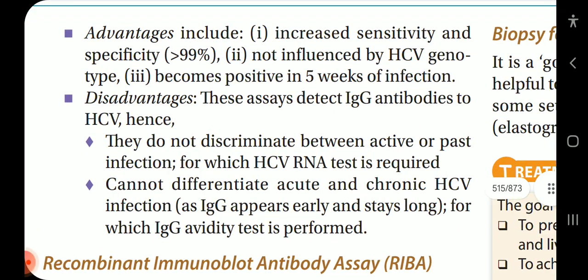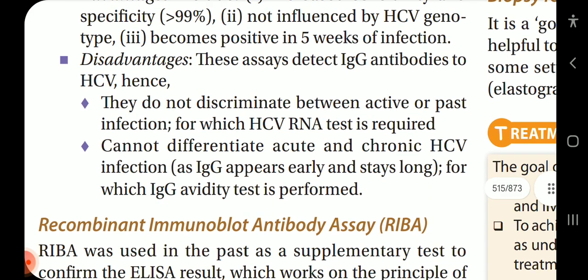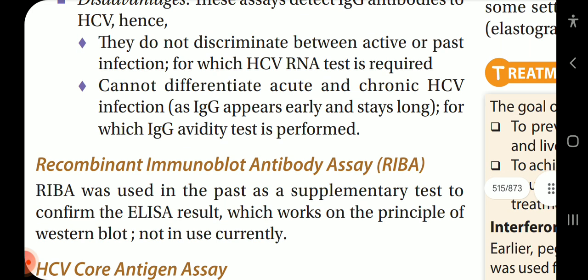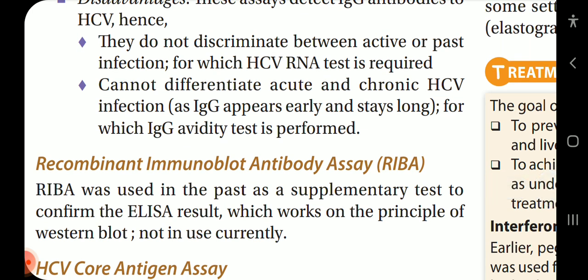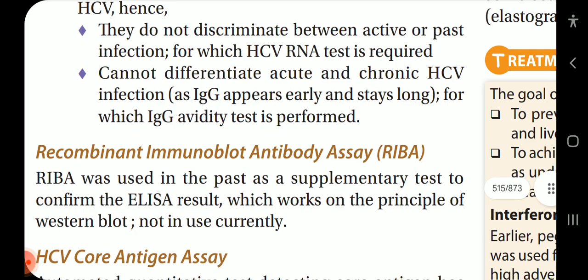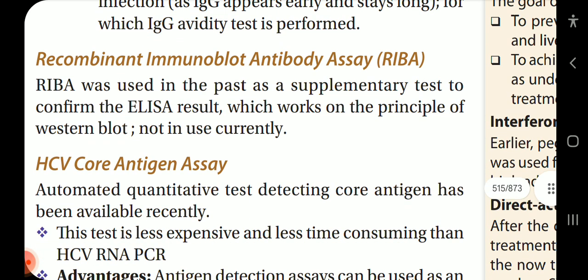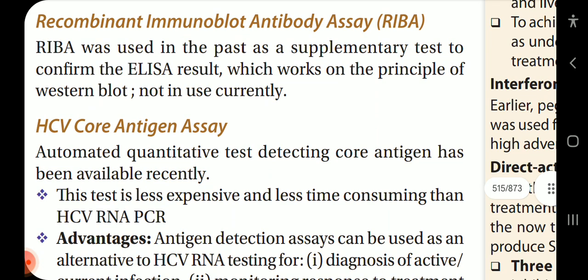Advantages include increased sensitivity and specificity of more than 99%, not influenced by HCV genotype. It becomes positive in 5 weeks of infection. Disadvantages: these assays detect IgG antibodies to HCV, hence they do not discriminate between active or past infections, for which an HCV RNA test is required. They cannot differentiate acute and chronic HCV infection as IgG appears early and stays long, for which an IgG avidity test is performed. Recombinant immunoblot antibody assay, RIBA.